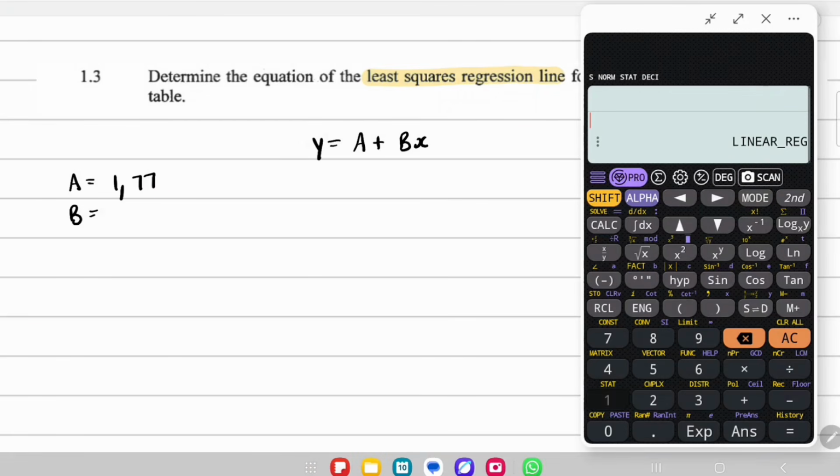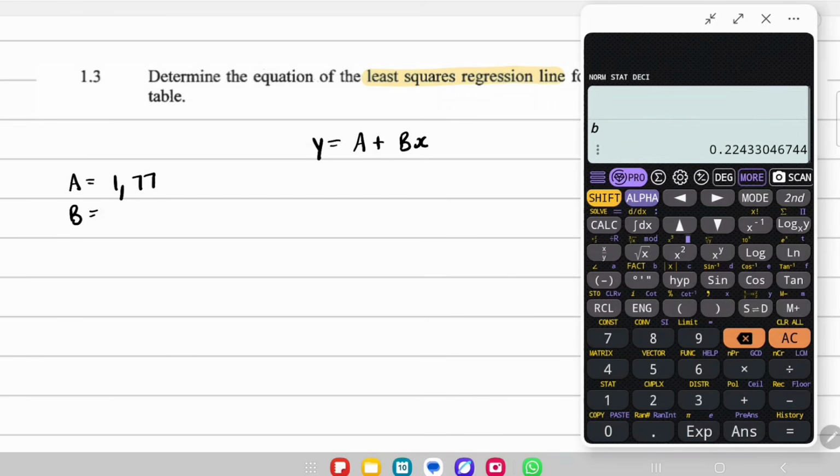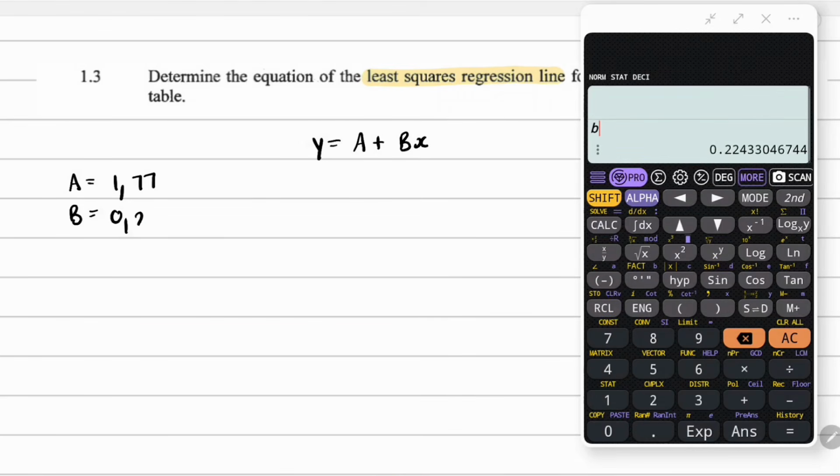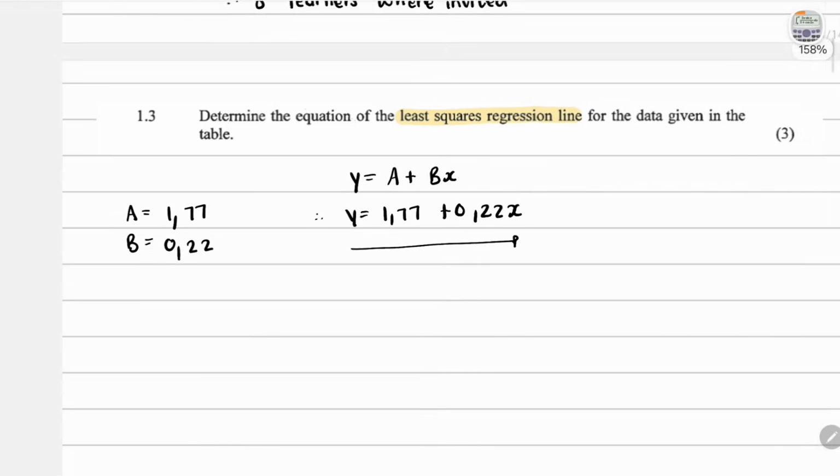Then you can find the value of b. Again, press Shift 1, and then go for regression, and then option B, which is 0.22, rounded off to 2 decimal places as well. So the equation of the least squares regression line is simply y = 1.77 + 0.22x, and that is our answer.